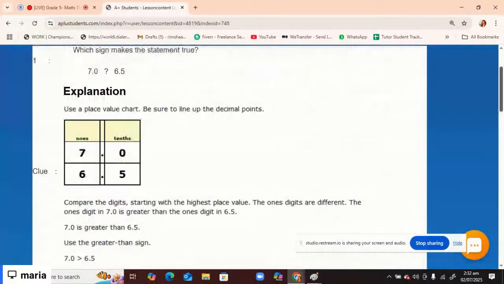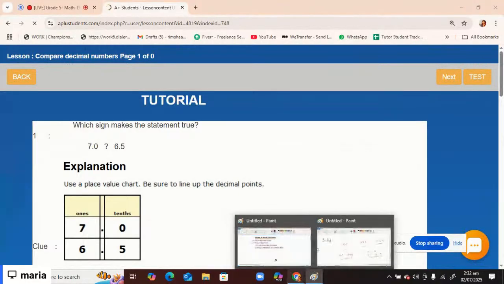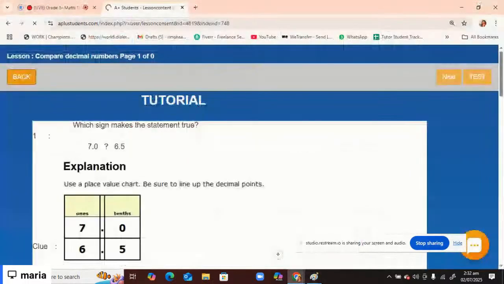Let's discuss the next. Hope you guys understand this lesson as well. So we discussed the lesson which is compare decimal numbers. Now compare decimal numbers on the number line. This is very easy. We are just going to compare the decimals on the number line. First we discuss that one. What is the number line for decimals?